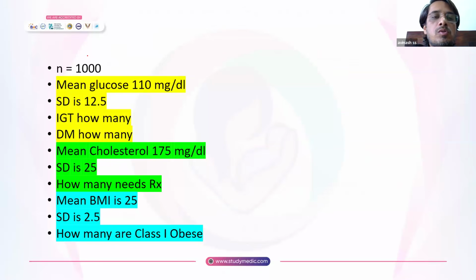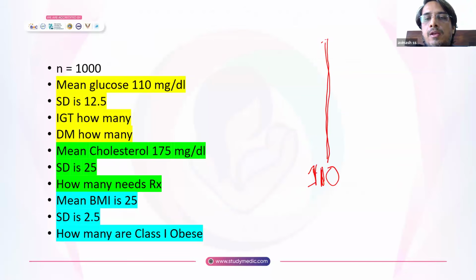Okay. Suppose total population size is 1000. Mean glucose is 110. I will draw so that you can understand that. Standard deviation of the glucose is 12.5. Now, what is this plus 1 standard value? It is around 112.5. Plus 2 standard deviation value will be around 125.